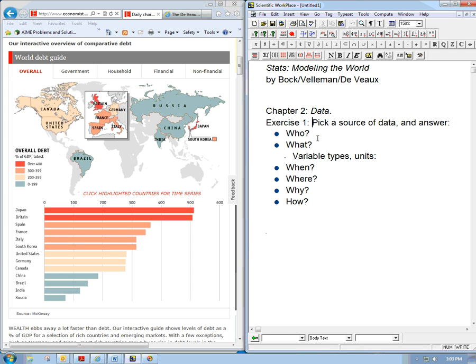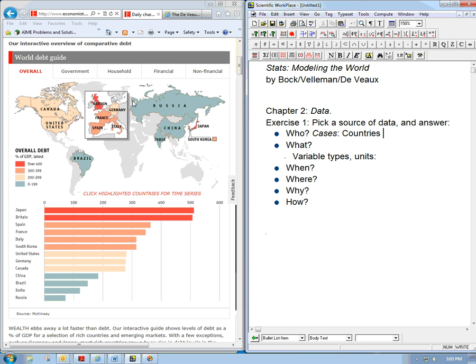So by who, they mean what are the individual cases? And so that's a little more technical terminology. What are the individual cases that the data is about? Well, let's look at this picture. What we've got is a bunch of countries. Here are the different countries, and then we're measuring something about the country. So the who is going to be countries.